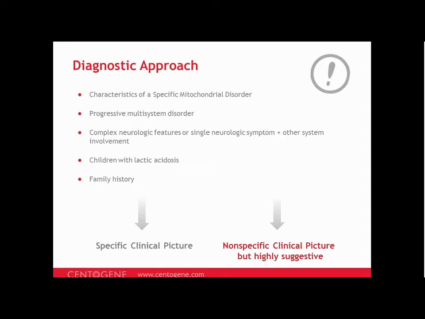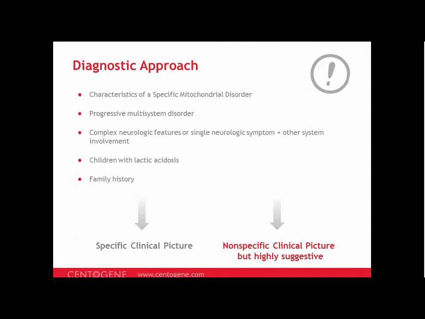As a clinician, I also ask these questions: is the clinical picture a progressive disorder? It's very important. Does the clinical picture have complex central nervous system features, or a single neurologic symptom and another system involvement? Maybe the most striking one, children with lactic acidosis. And very important also is the family history, whether it supports any kind of inheritance pattern, particularly maternal inheritance, or of course autosomal recessive or autosomal dominant inheritance patterns.